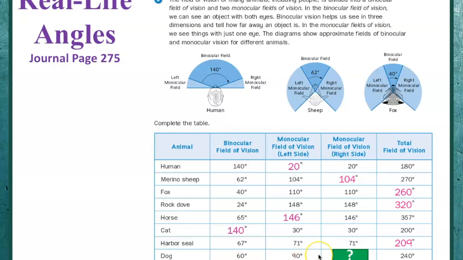The dog, its right side is going to be 90. And then the owl, same thing that we did with the cat, it can be 70 degrees. And last but not least, the red-tailed hawk can see 279 degrees.